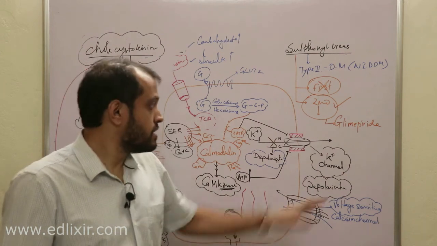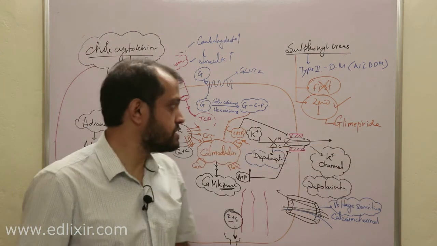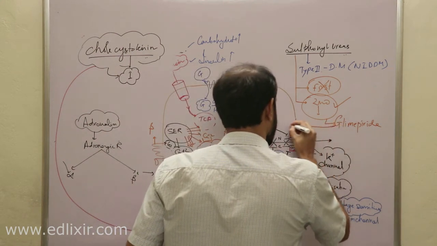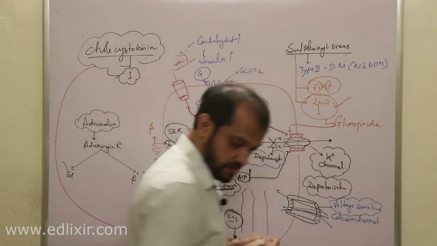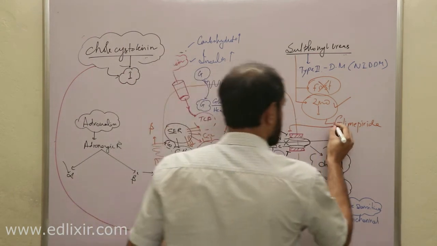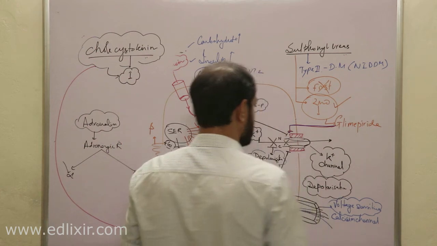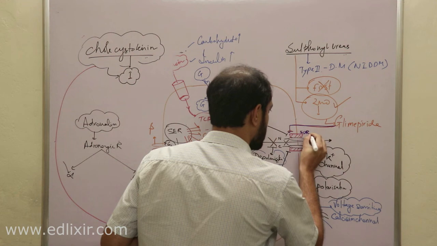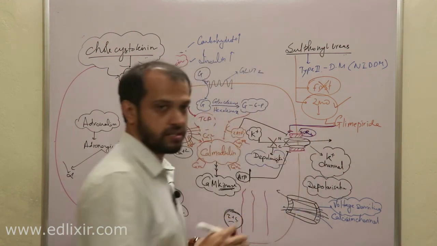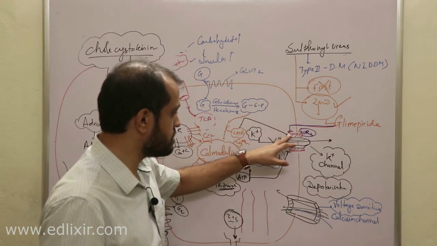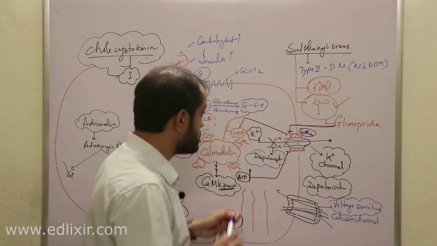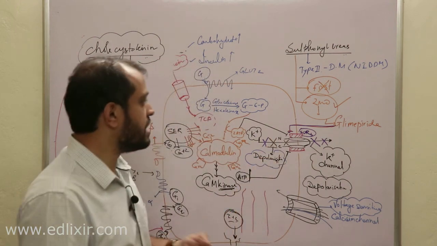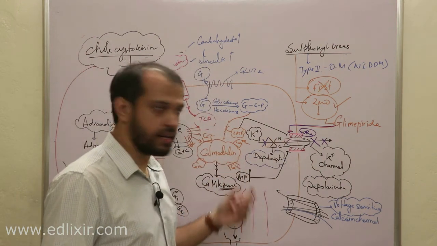Now, what glimepiride does is inhibit these SURs, or sulfonylurea receptors. They inhibit these receptors, and due to this, no movement of potassium takes place. That means they are working similar to ATP, right?